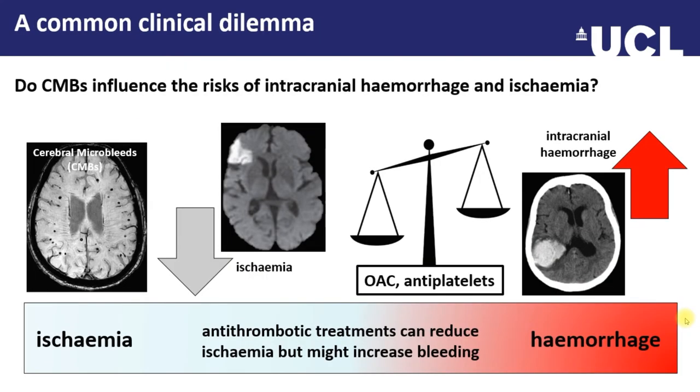So this is becoming a common clinical dilemma because we're using sequences that detect microbleeds very frequently now in clinical practice. And in someone with recent cerebral ischemia, the standard treatment will usually be to give antithrombotic drugs like antiplatelets or oral anticoagulants. And although they will reduce the risk of ischemic events from occlusion within the brain and other organ systems in the body, they come at the cost of hemorrhage risk, and the most devastating of these consequences, of course, is intracerebral hemorrhage or other types of intracranial hemorrhage.